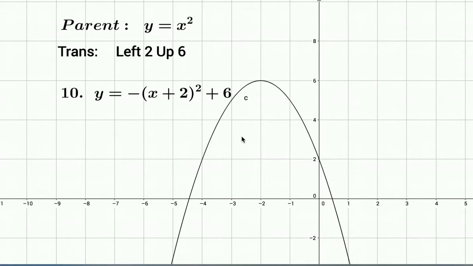Number 10, you're given a graph. The graph looks like an opening down parabola. So the parent function is going to be y equals x squared. And what kind of transformation do you see? The vertex is being moved from 0, 0 to left 2, up 6, and then reflected. Don't forget it's reflected. So how do I write out the equation? Then the original function for this graph should be y equals negative x plus 2 squared plus 6.